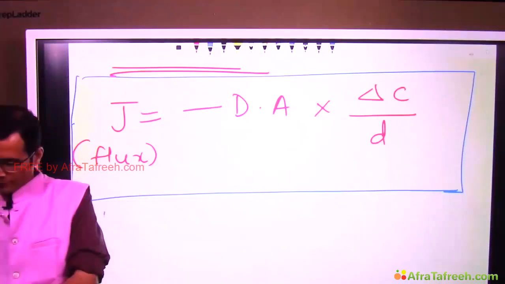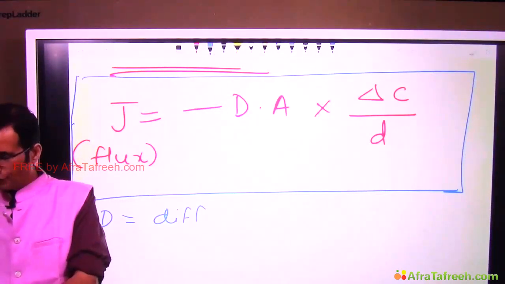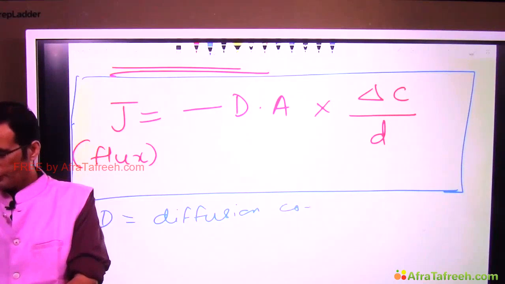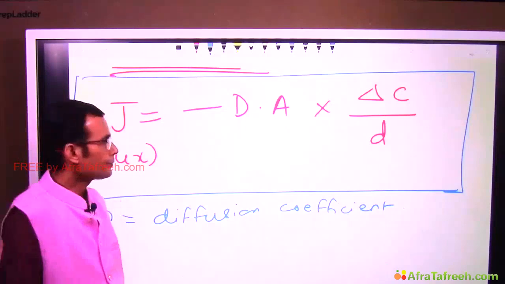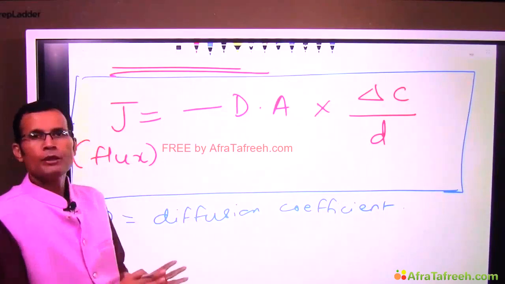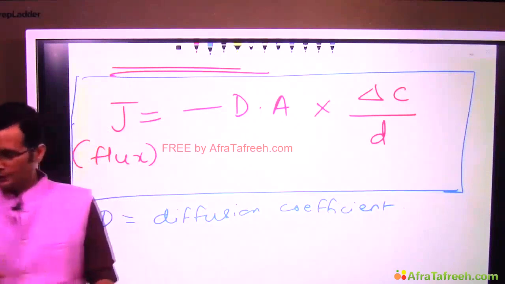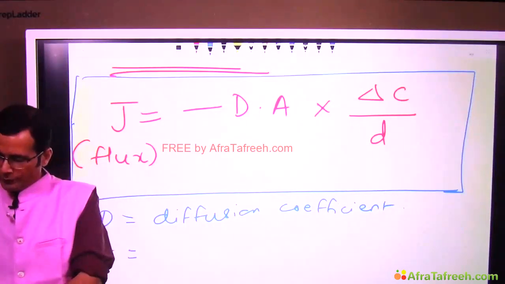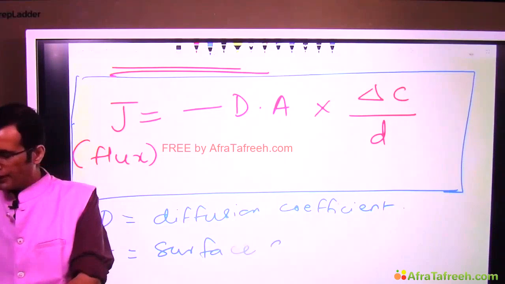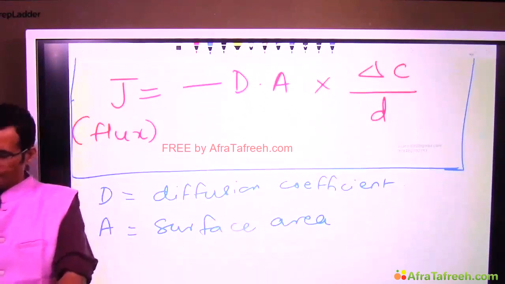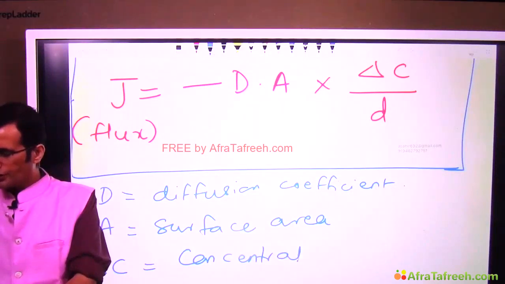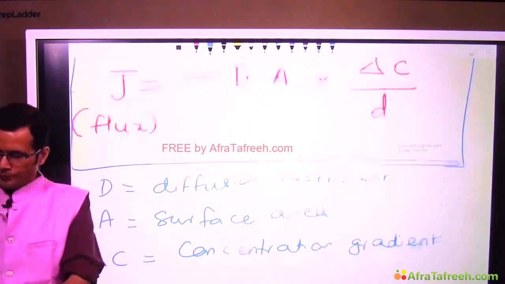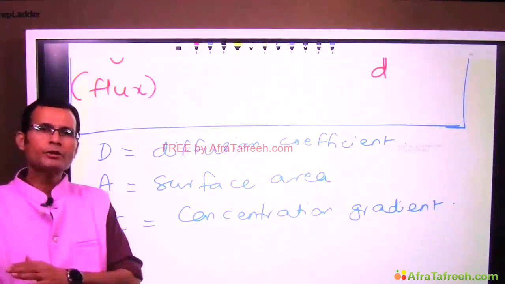Capital D is diffusion coefficient. For each substance, there is a diffusion coefficient which will determine the speed of diffusion of that substance. A is surface area of the membrane. Delta C, concentration gradient. You can say C1 minus C2.